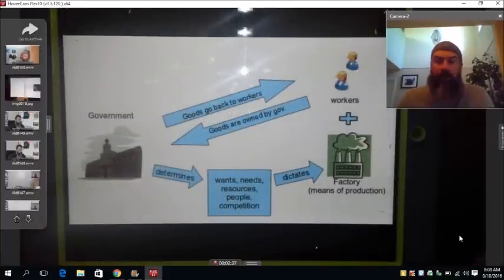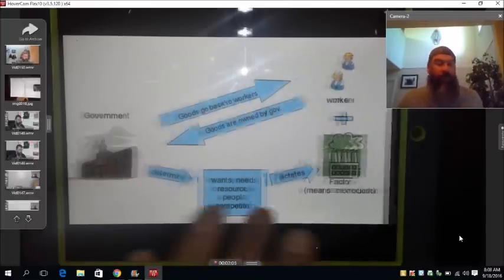To give you a diagram of what it looks like, you've got the government over here. The goods go back to the workers, but the goods are also owned by the government, and the government determines what the needs, wants, resources, people, and competition are. Businesses do not do that. People don't do that. The government dictates what the factory is going to produce. The downfall is there are usually higher taxes with this, but some businesses are still privately owned, so that's a good thing. But it's a little bit of a mixture.